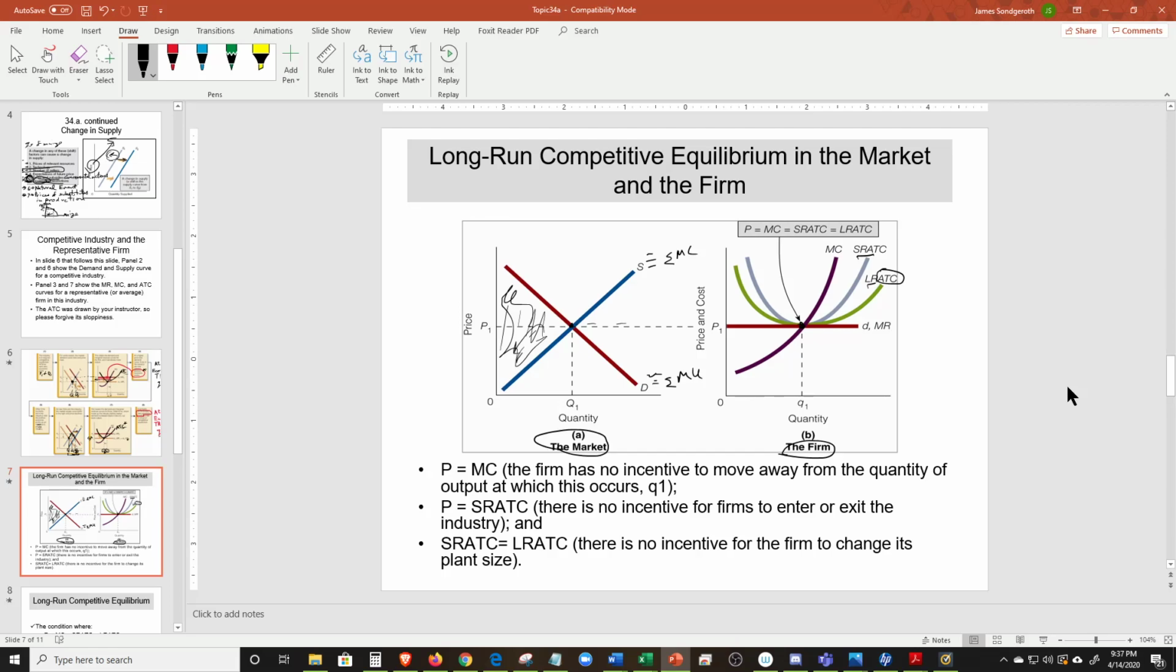So when price equals marginal cost, or marginal revenue equals marginal cost, the firm has no incentive to move away from the quantity of output at which this occurs, Q1.